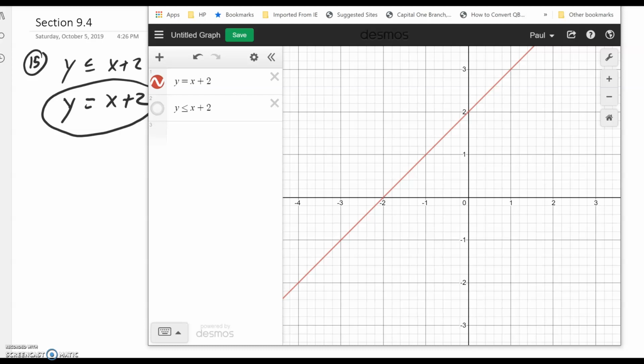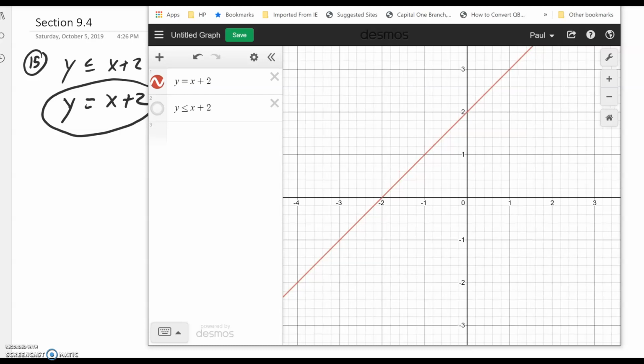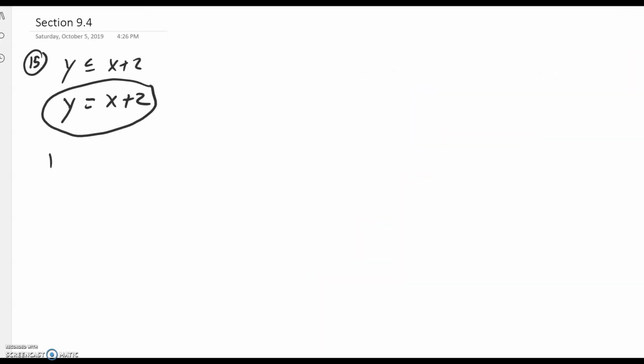The second thing you do is you pick a test point that's not on the boundary line, and it's easy to use. We could pick this point right here, which is negative 3, 1. We could pick this point over here, which is 2, 2. But if 0, 0 is not on the line, I like to pick 0, 0. And you take the test point and you put it into the original inequality, 0 for y, 0 for x, plus 2.